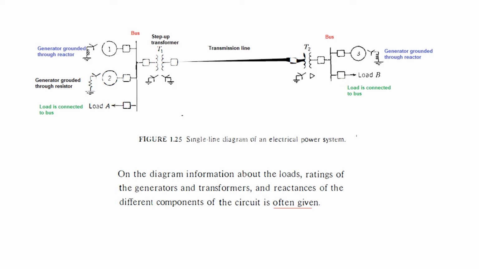On the diagram, information about the loads, ratings of the generator and transformers, and the reactances of the different components of the circuit is often given or mentioned, although we have not given it here, but it may be available or may be given.